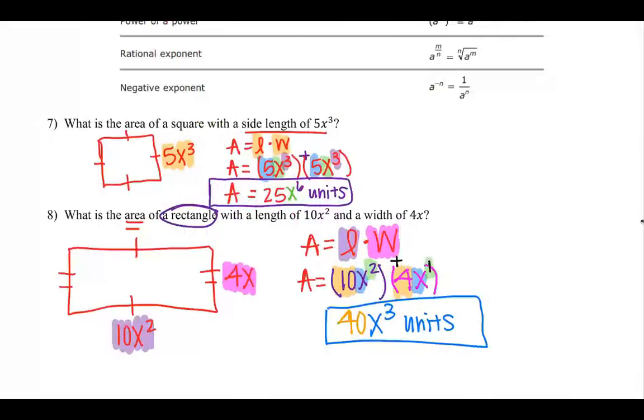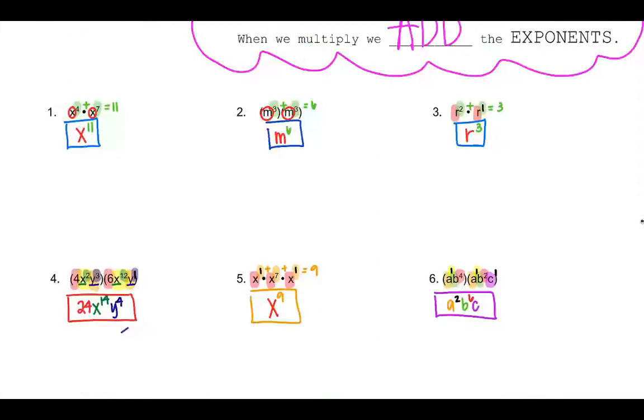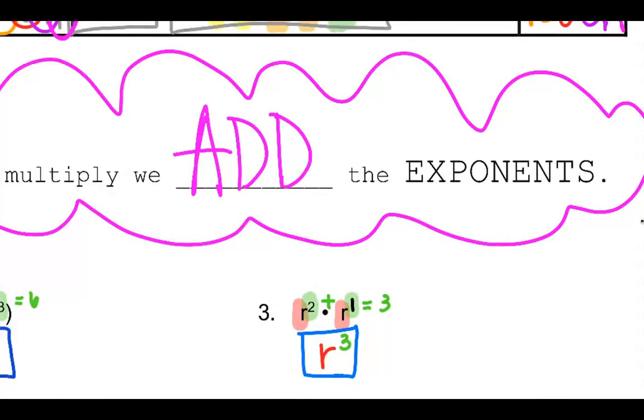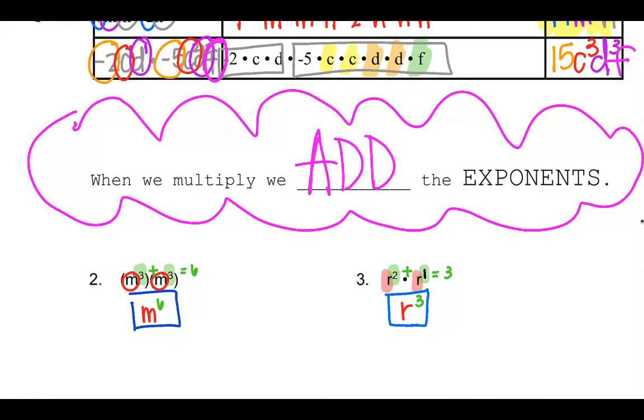And there it is. That's multiplying exponents. The one takeaway from this is when we multiply the exponents, we add the exponents. That's the key takeaway. Add. Okay, that's the lesson.